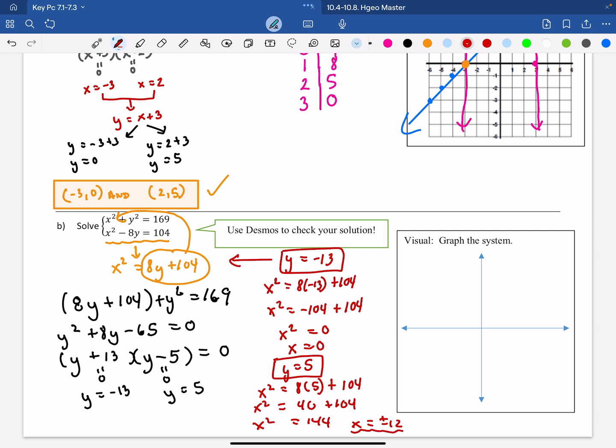All right, so our solutions at the end of the day that we're going to verify in Desmos here in a second, we're going to write as plus or minus 12 for the x value when y was 5, and the other one when y is negative 13, x is 0. Sorry, I'm trying to do two things at once here. Okay, so those are your two solutions.